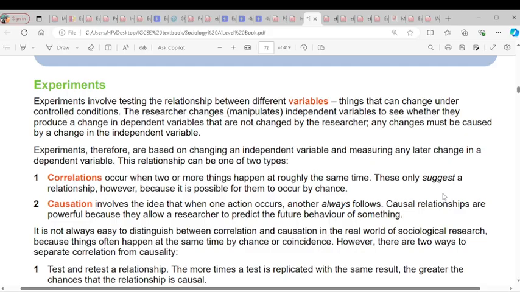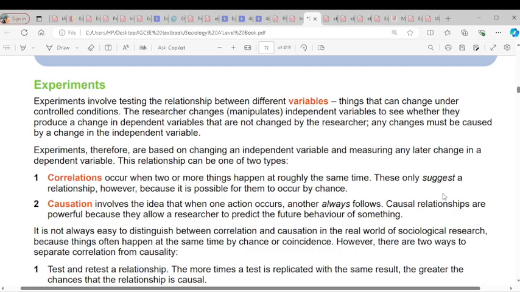Then we have causation, which involves the idea that when one action occurs, another always follows. Correlation is not the same as causation. Causation means as soon as this happens, the next thing will happen. That is causation. But correlation is simply talking about two events that are not the same and are happening at the same time. It is not always easy to distinguish between correlation and causation in the real world of sociological research, because things often happen at the same time by chance or coincidence.